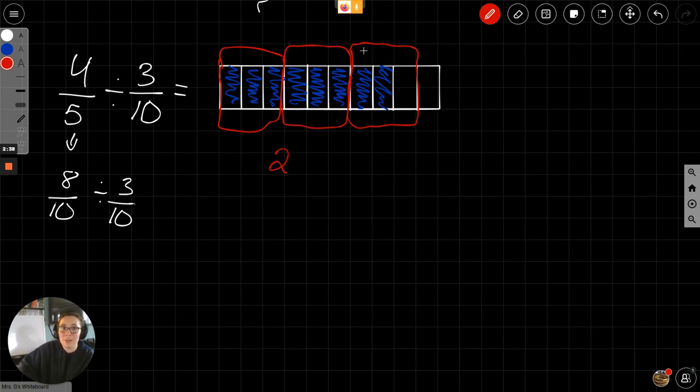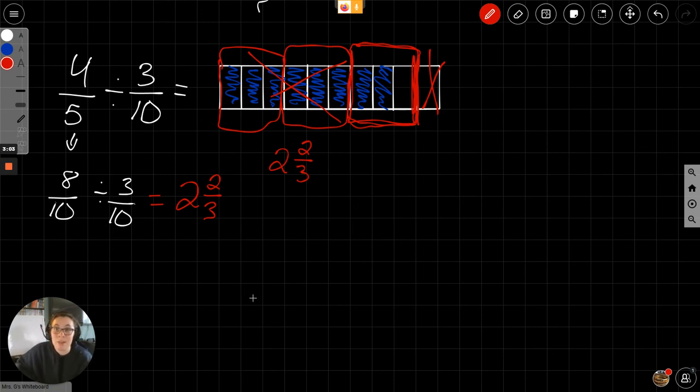So all I want to look at right here is what's going on here. I'm going to ignore this chunk here. I'm going to ignore all of this stuff over here. All I'm looking at is this chunk here, and that looks to me a bit like 2/3. So 8/10 divided by 3/10 is 2 and 2/3. And that, my friends, is why you can't just divide straight across, because 8 divided by 3 is not 2, it's not an even number.